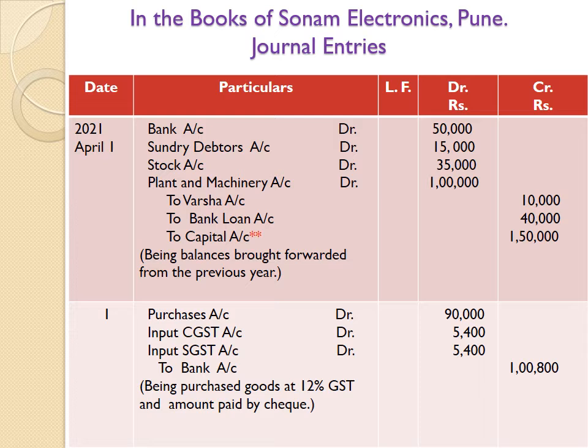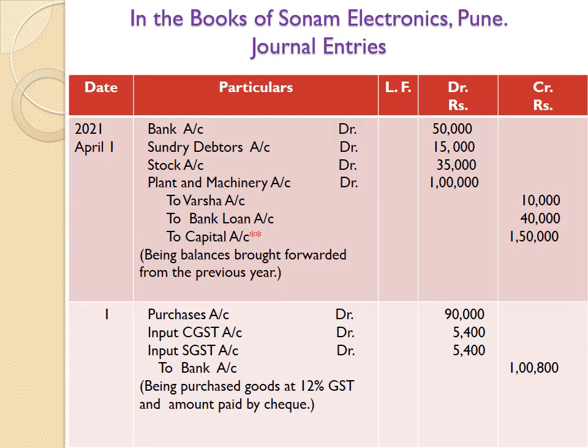In the books of Sonam Electronics, Pune, journal entries. For passing journal entries, we have prepared here 5 columns. First column is date, second column is particulars, third one is ledger folio, LF in short, then debit rupees and credit rupees.